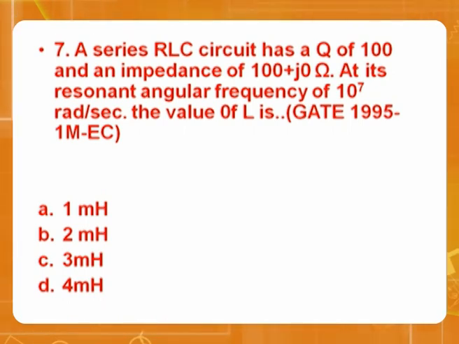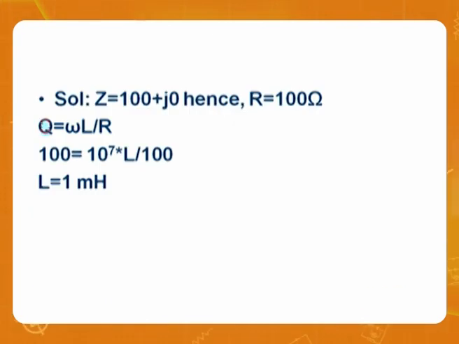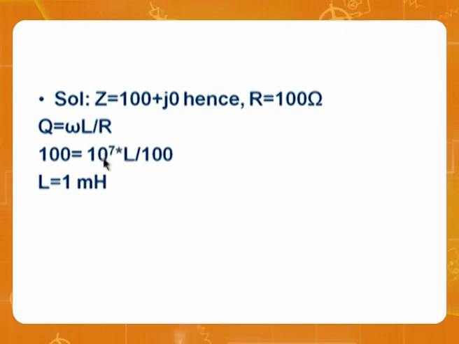So please observe this. He has given the values 1, 2, 3, 4 millihenries. Now, quality factor is omega L by R. That's a very standard value, and he has given 100 here. Omega is 10 power 7. L we don't know. R is given. So if you cross multiply, you will get this as 1 millihenry. 1 millihenry is the answer. The option is A.